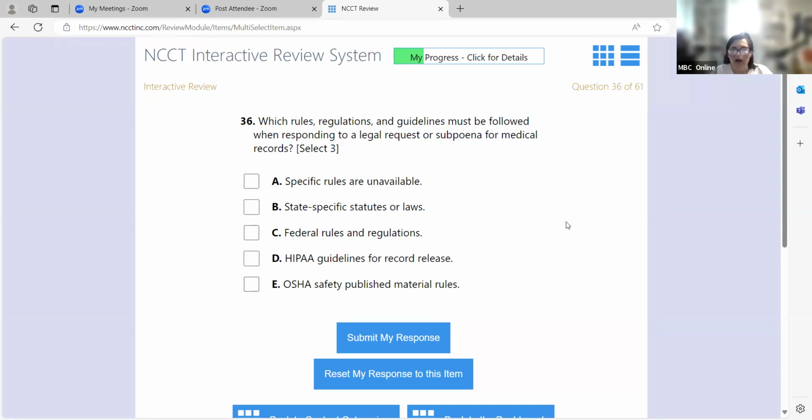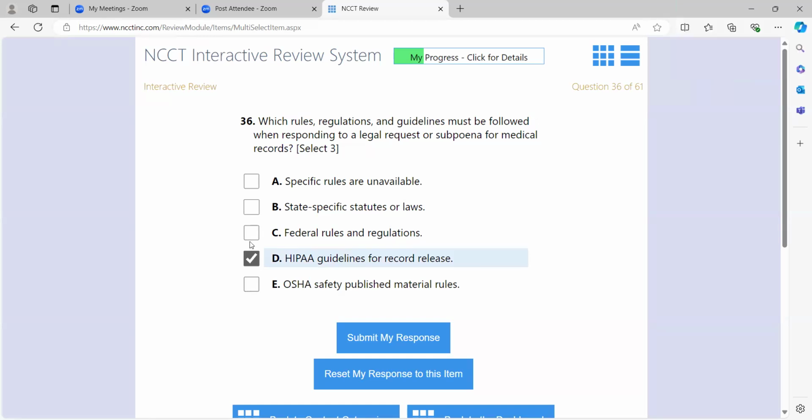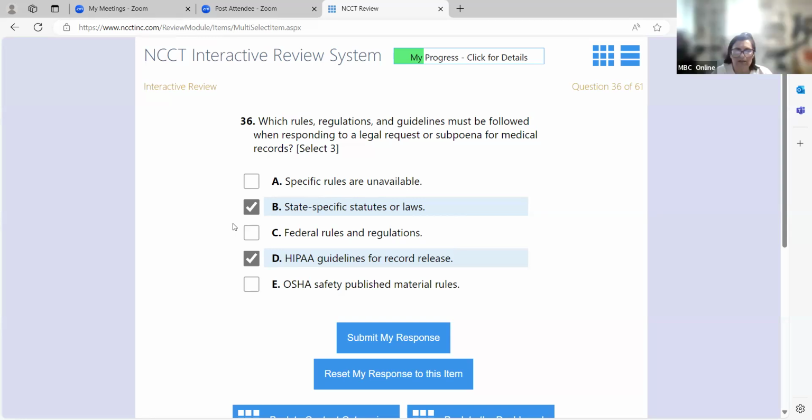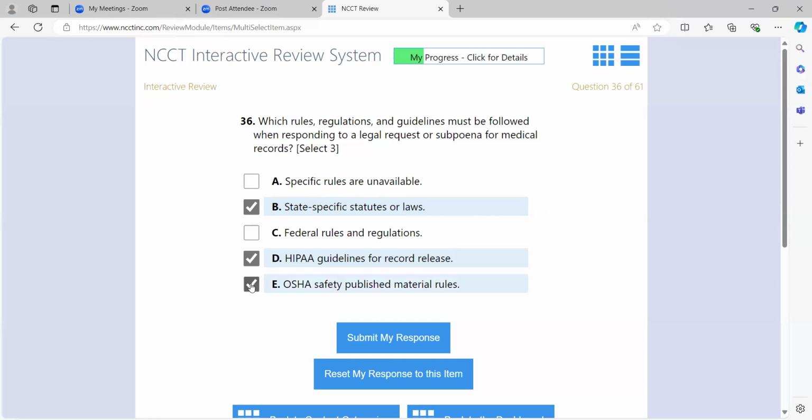You have to think about laws when it comes to this. What do you think has to do with the laws on this? I know D. D, okay, B. Okay, one more. I'm gonna say E. Okay, you have B, D, and what's the other one? E. Okay.